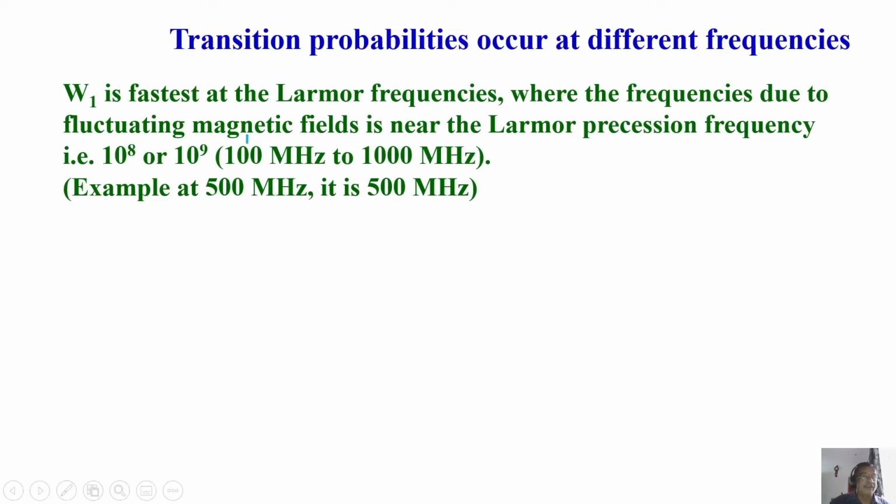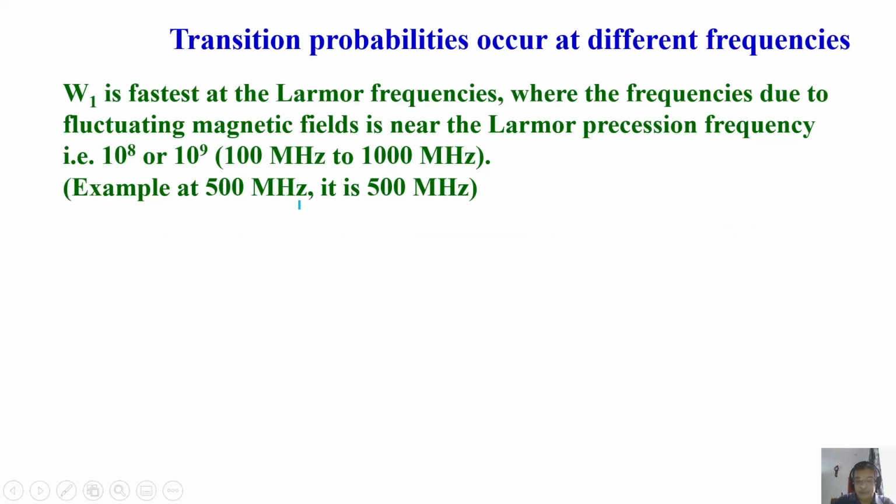I can take the fluctuating magnetic field, the random vibrations and whatever motions you get, all these motional frequencies will be there. You can do the Fourier transformation and get the frequencies. And W1 will be at the Larmor frequency, and it is fastest. W1 is always fastest at the Larmor frequency.